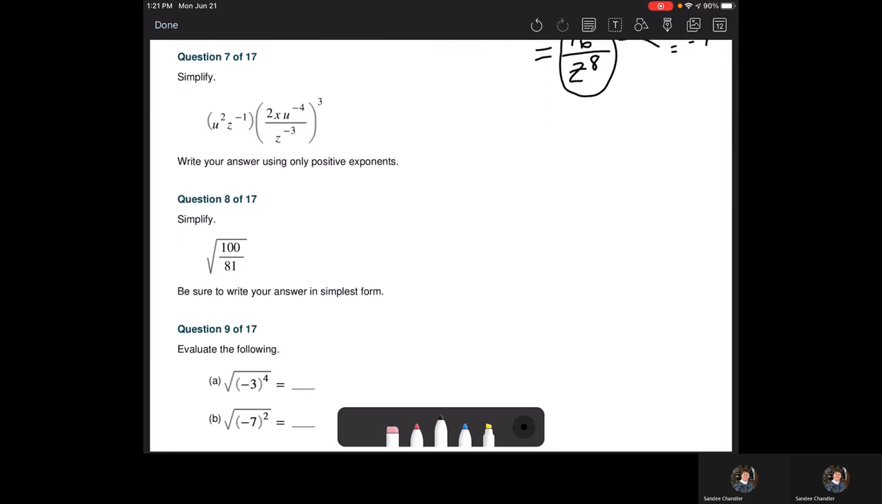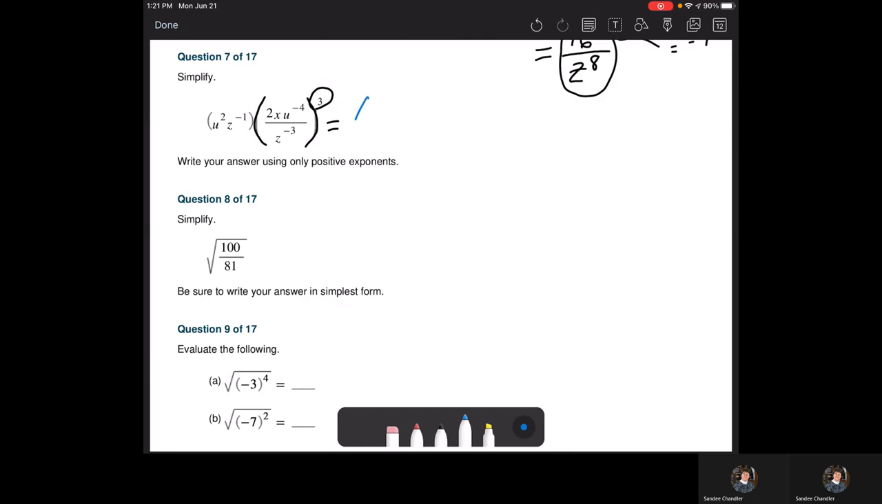Number 7. All right, it's the same idea. Well, now we've got fractions. This piece over here, the second set of parentheses, is raised to the 3rd power. Go ahead and do that first and get that out of the way. Leave the first set alone. Whoops, let me change colors here so we don't get it mixed with the previous one.